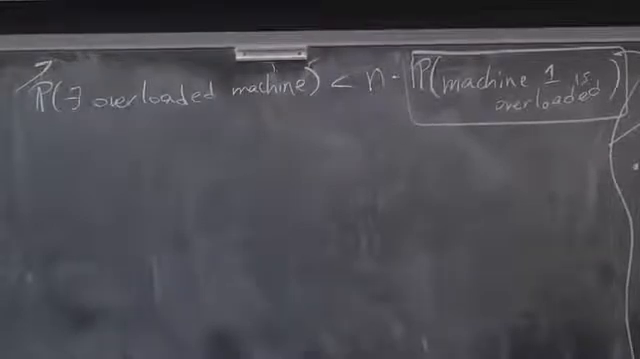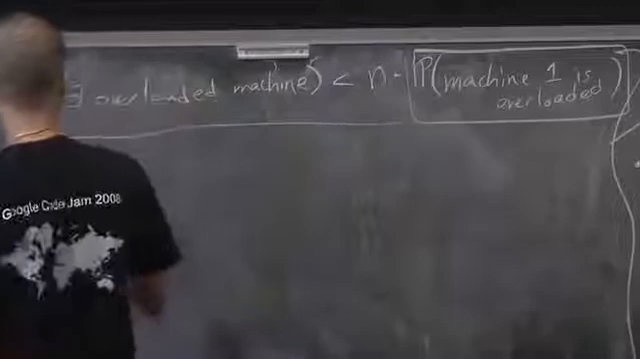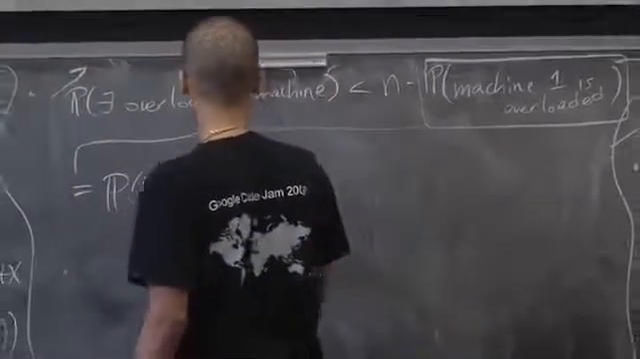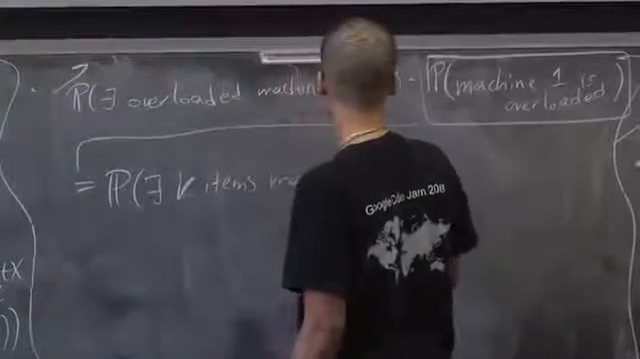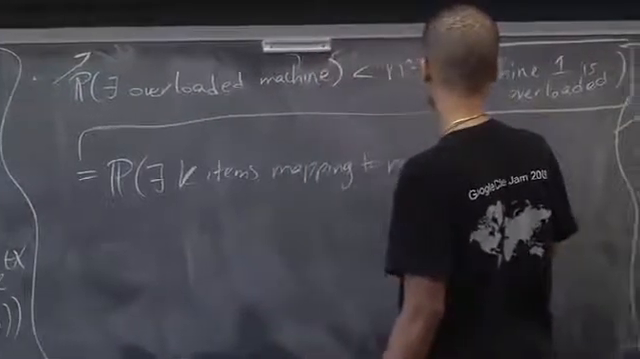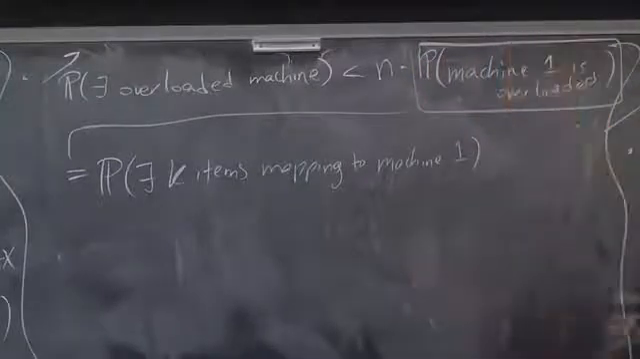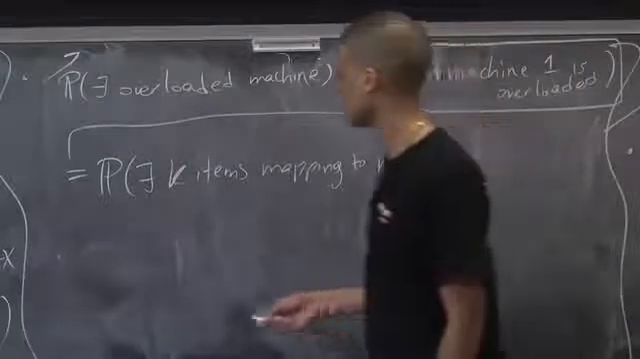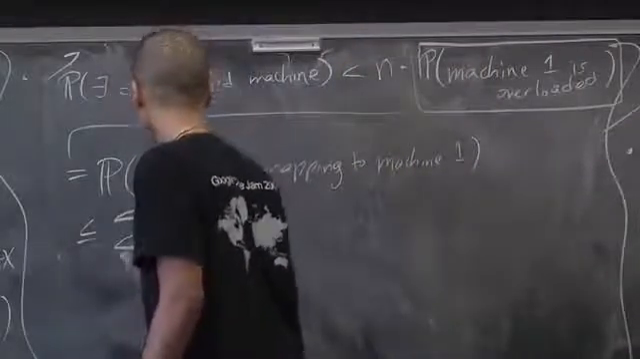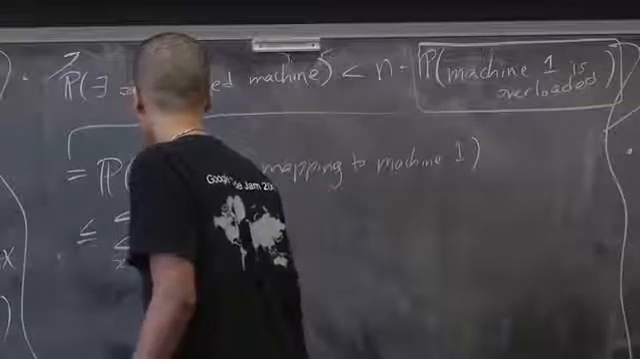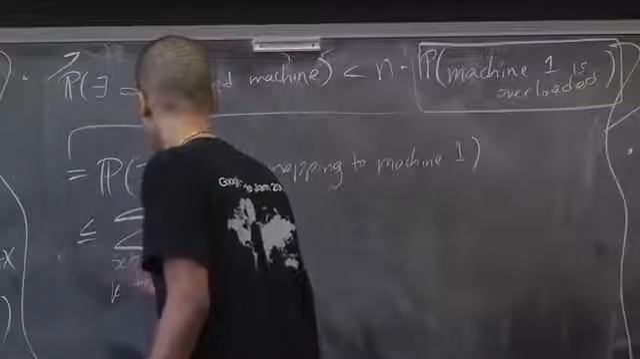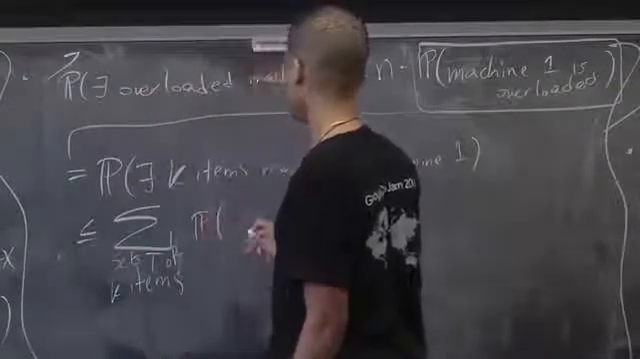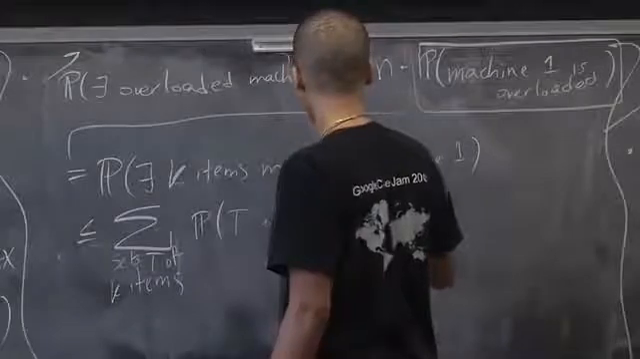Okay, so what's one way to bound this probability? Well, what does overloaded mean? It means that there are at least k items that map there, right? So this thing is equal to the probability that there exist k items mapping to machine 1. Which again by union bound is at most the sum over all sets T of k items, of the probability that T all maps to 1.